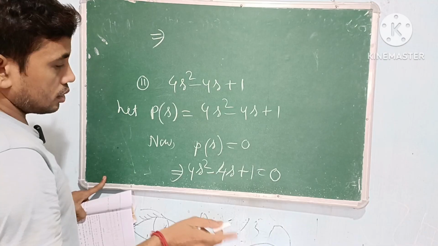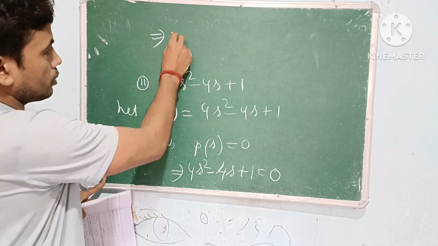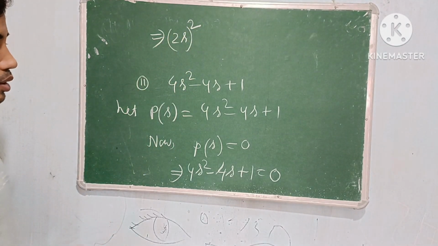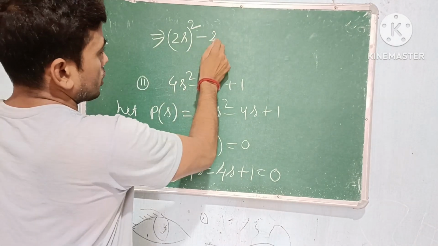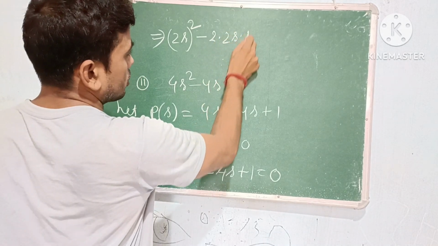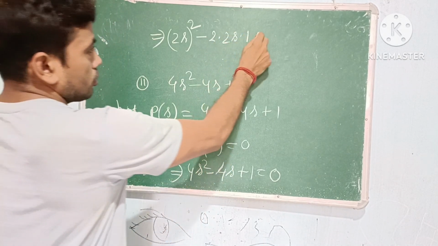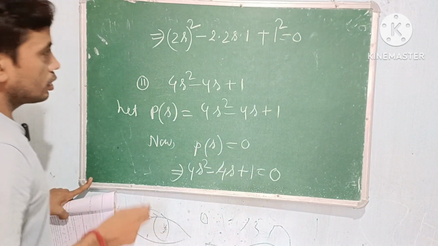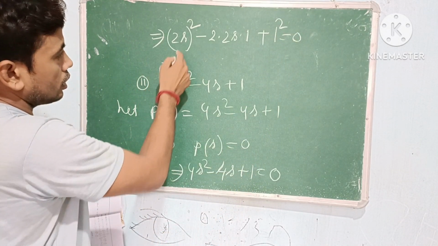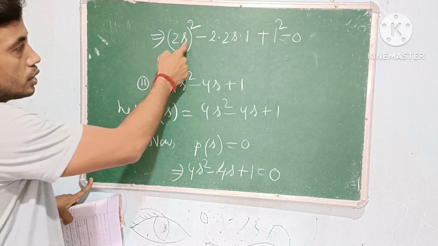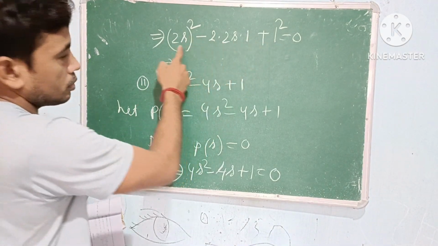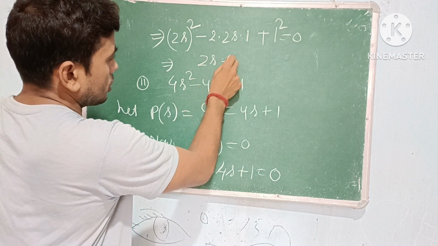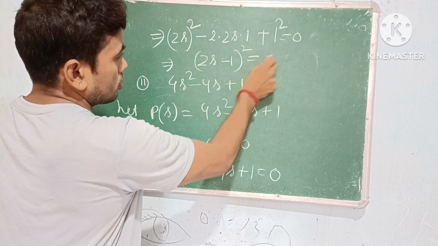Then we get what? See, 4s square can be written as what? (2s) whole square, because 2 into 2 is 4, s into s is s square. Okay, 4s can be written as 2 into twice s into 1, and 1 can be written as 1 square. Okay, so what we get, this is a formula: a square minus twice ab plus b square, where a is equal to 2s and b is equal to 1. Okay, so (2s minus 1) whole square, this is equal to 0.